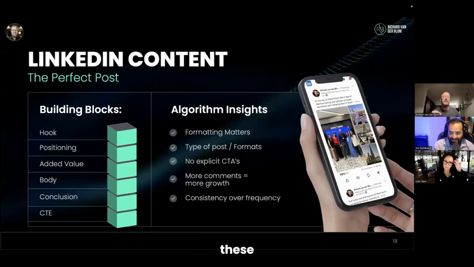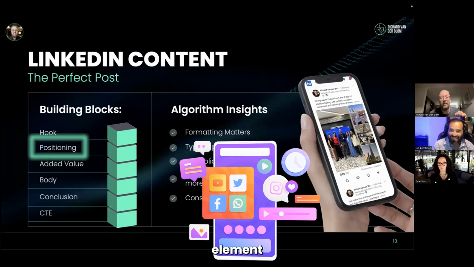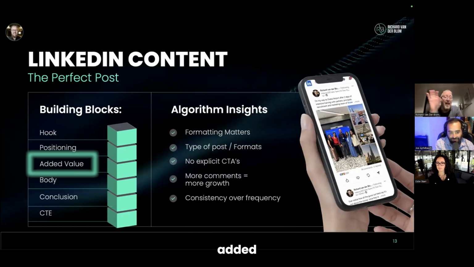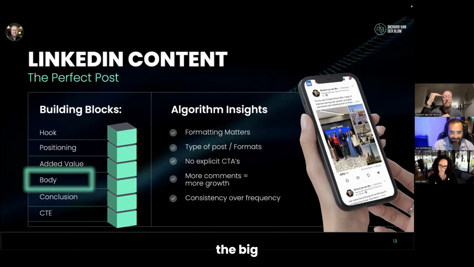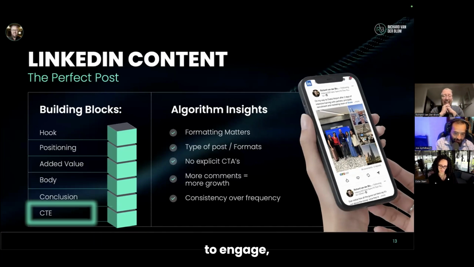I always use these 6 building blocks. So every post, I start with a hook. If you don't catch the attention with the first 2 lines, people don't click on see more. You don't get a lot of dwell time. Then positioning yourself. Give every post that single element that everybody directly knows who has written this post. Added value. Why would I read your post? What do I get from this post? Then the body, the big part of your post. End with a conclusion and a call to engage, which could be a question, a statement.